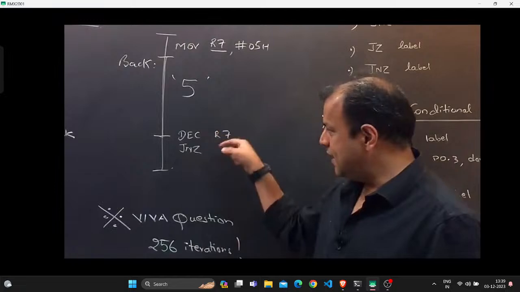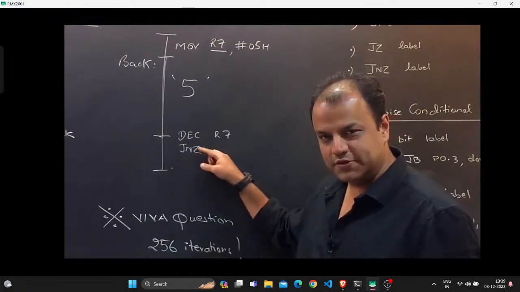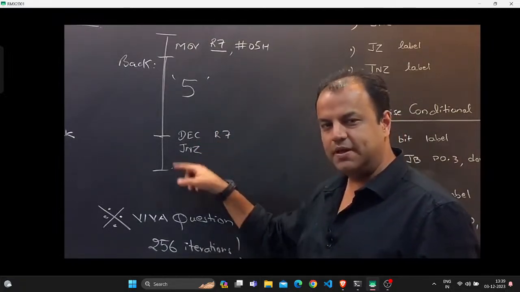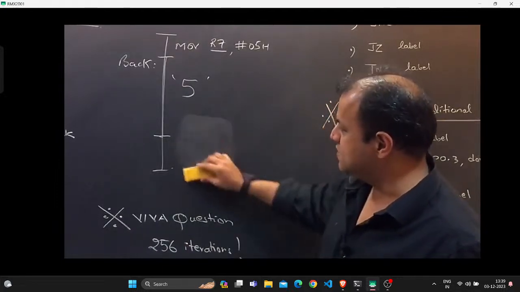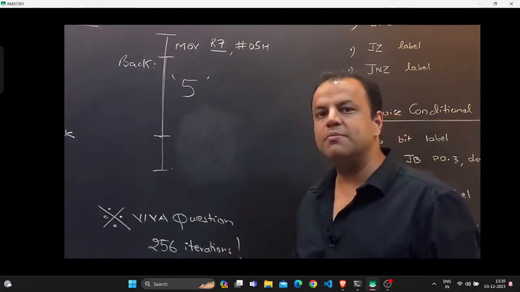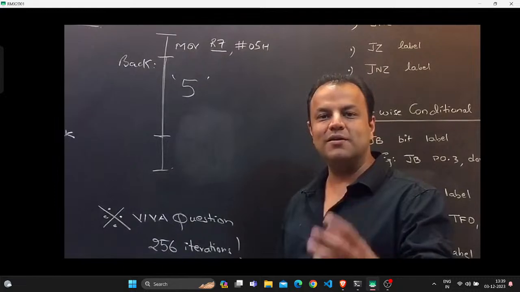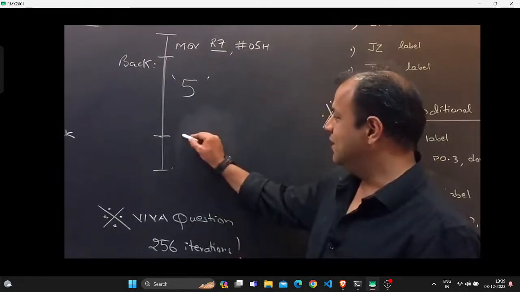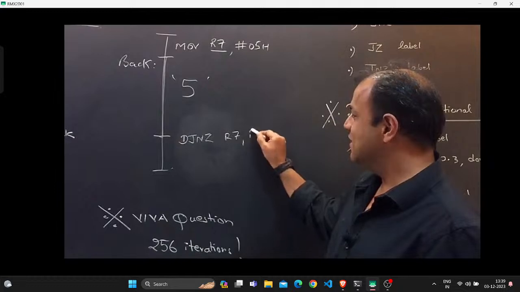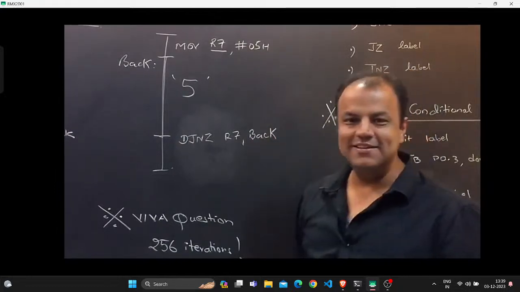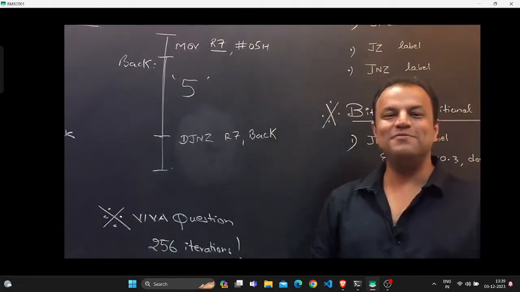Then they realized every loop requires these two instructions. Decrement a count and then jump if not 0. So if every loop requires these two instructions, why waste time with the programmer in writing two instructions? Why not create a smarter instruction that will do both the things? DJNZ R7, back. DJNZ stands for decrement and jump if not 0.